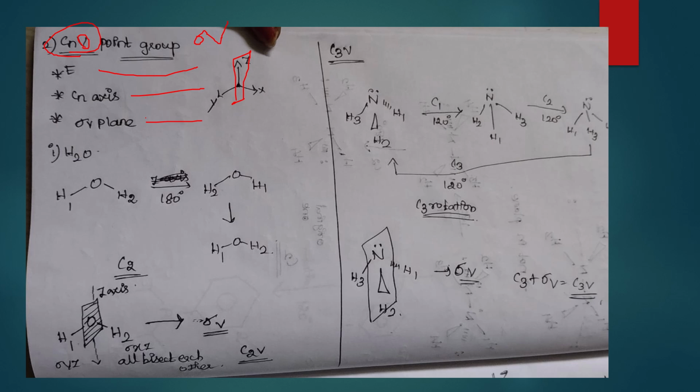For Cnv, the best example is H2O. Water is the best example for the Cnv point group because water has C2 rotation. Up to the second rotation, it gets back to the original position. Water is bisected with respect to the Z axis. We cut this molecule, and the halves are mirror images of each other. This is the sigma YZ and this is the sigma XZ. So it has the sigma v plane. So C2 plus sigma v plane is equal to the C2v point group. So water belongs to the C2v point group. Here is another example for the C3v point group. In ammonia we rotate up to 3 rotations, and ammonia also has vertical planes. So it has the C3v point group.